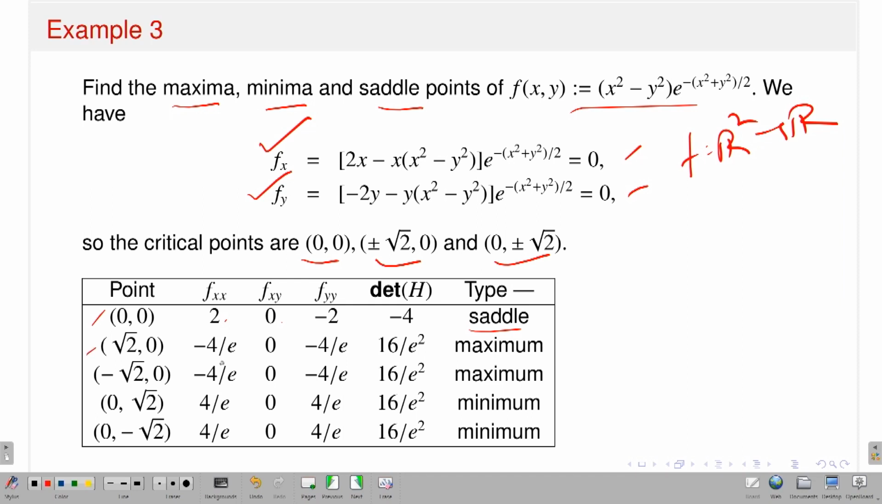At the point (root 2, 0), this is the corresponding value of f x x, f x y, f y y, and the determinant, if you calculate, is 16 by e square, that means it is positive. The f x x element is negative, that means it will have a local maxima. At this next point, the determinant is positive, one element is negative, that means local maxima. At the point (0, root 2), again the determinant is positive, but one element is positive, that means local minima. Similarly, at this last point, the determinant is positive and one element is positive, so that means local minima.